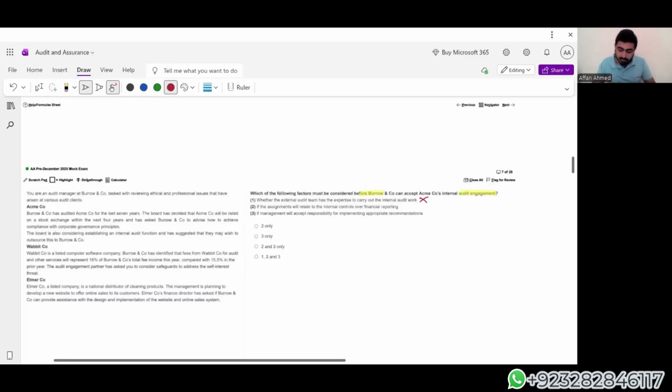Next, if the assignment will relate to internal controls over financial reporting, this is a thing that we should consider. Obviously, we should consider this. Why? Because this will result in a self-review threat, as we just discussed. So we have to make sure that this is not significant.